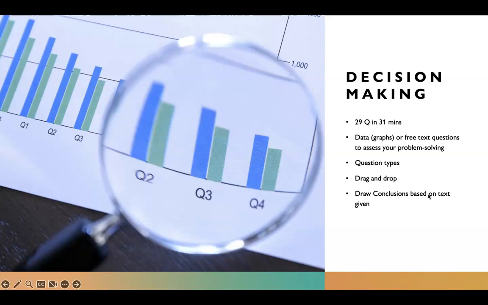You may get some drag and drop questions as well, so I'll go through that in a second. Or they may give you an argumentative question and ask you to pick the best conclusion for it. And again, the answer with the most words that match the question in the text is normally the right answer.